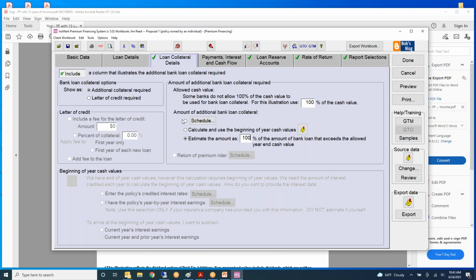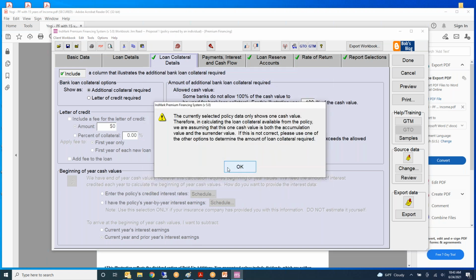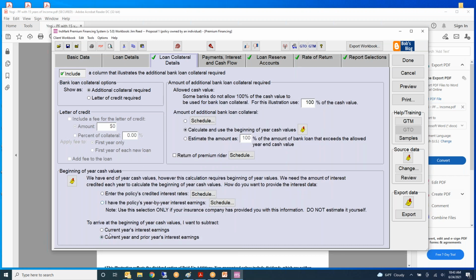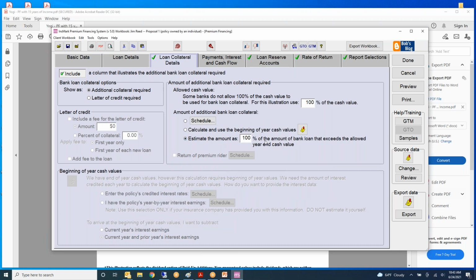There are more complicated, detailed input options available. If you need to deal with this part, you need to select this, okay, or this. Calculate, then this part becomes available. But here I am using the simple input, assuming these kind of numbers. So we take care of the loan collateral input.